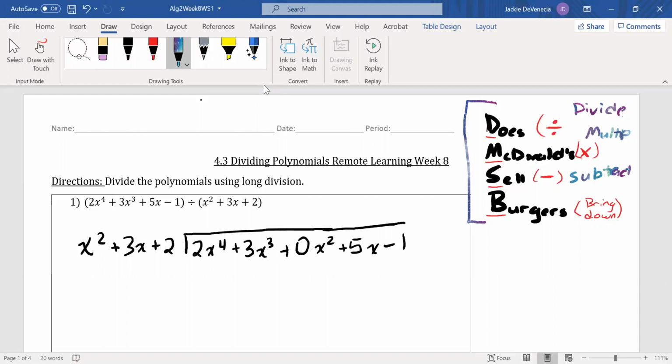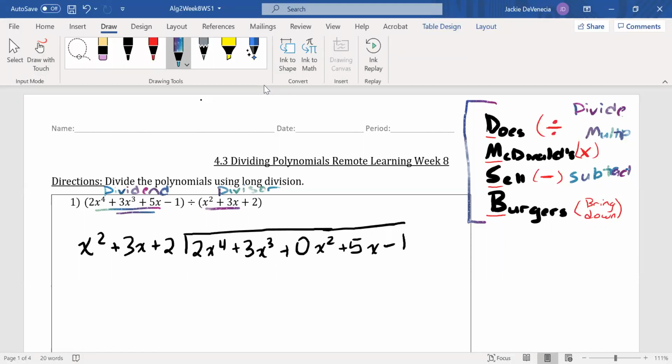Okay, so this is my polynomial. I'm dividing this polynomial by this. So whenever you're setting up a problem like this, the second polynomial is going to be our divisor. This goes outside of our house. And then this first polynomial, this is our dividend. This is the one being divided or cut up. So it goes inside the house. Remember in middle school, your teacher probably called this the house.